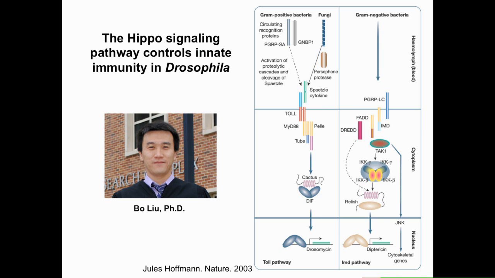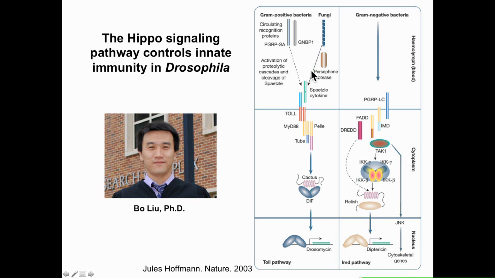So before I go into the detail of his work, I really should introduce you to the fly innate immunity pathway. There are two major pathways which were discovered in beautiful work done by pioneers in Drosophila. One is the so-called Toll receptor signaling pathway. Another one is called the IMD pathway. The Toll pathway is really dedicated to the response to gram-positive bacteria and fungi.